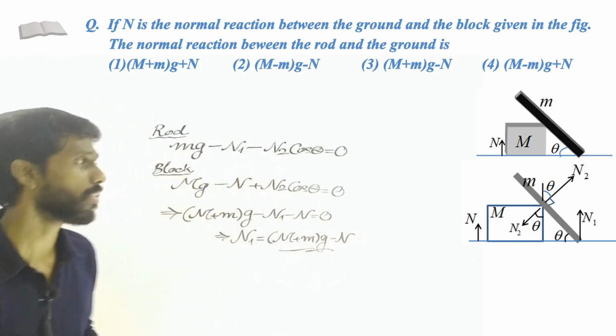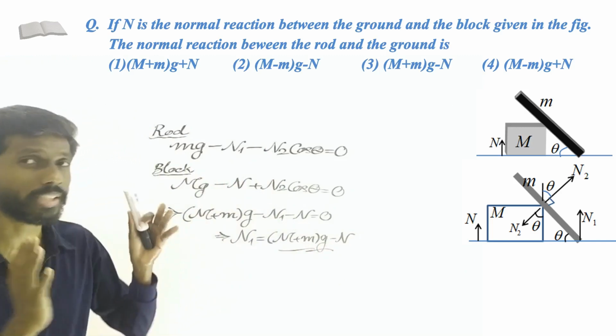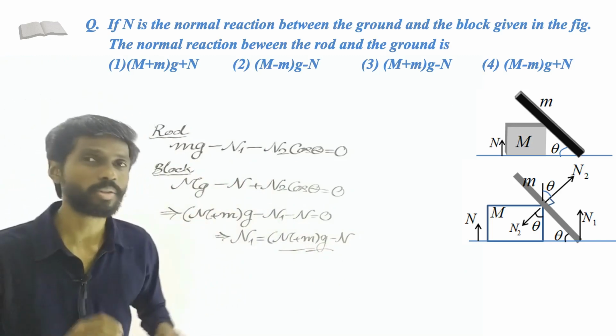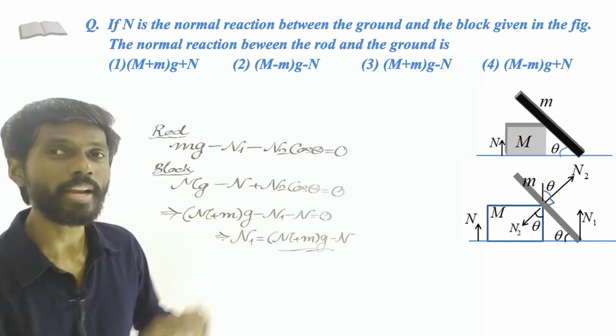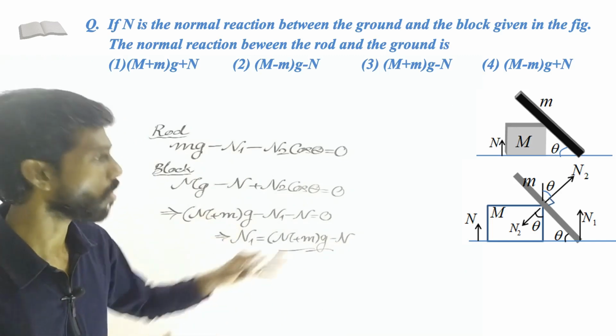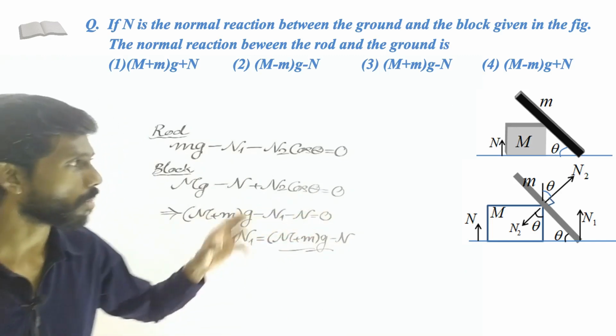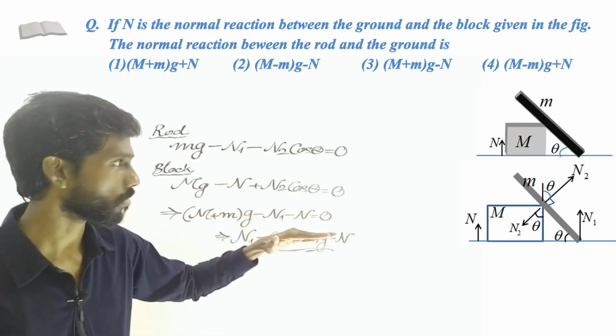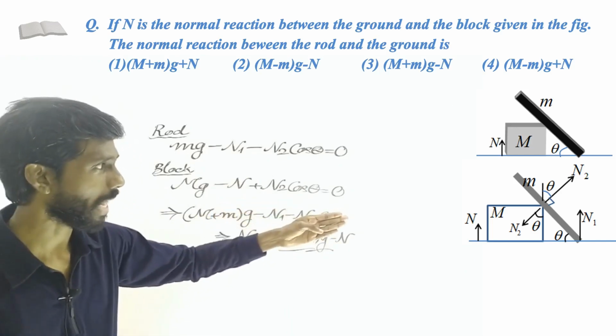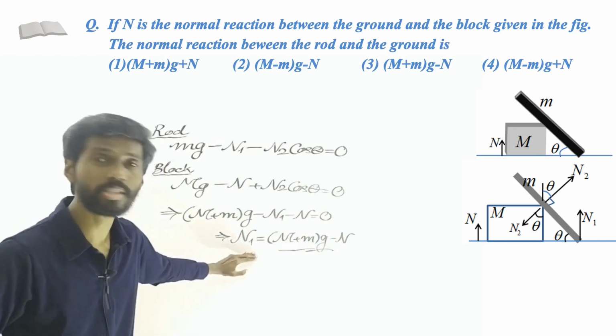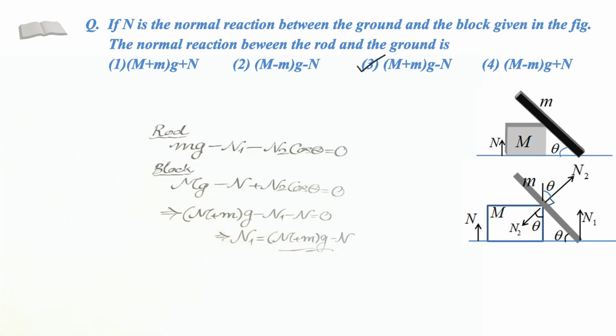You understand? So whenever there is just one point of contact, not surfaces in contact, point of contact, you draw normal. You draw normal perpendicular to one of the surfaces. So that's what we did here. The normal N1 is perpendicular to the ground. So we found N1 in terms of N. So this is the relation, and that is the answer.